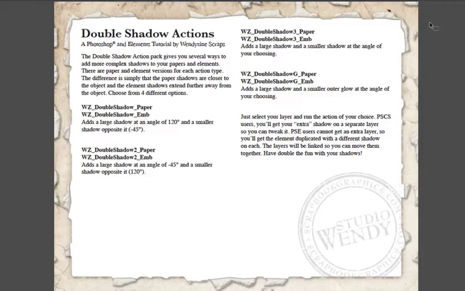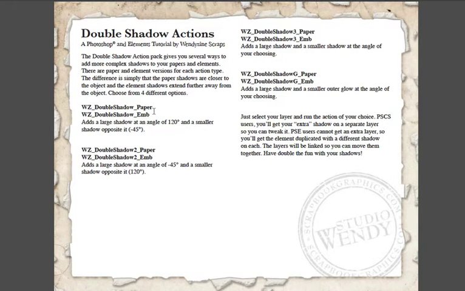I'm over here in Acrobat to show you the PDF tutorial that comes along with your download. The reason I wanted to show you this is because it walks us through what each of the actions does. First of all, the double shadow action is going to add two shadows to your element or paper layer. For each of the types of shadows here, the angles, you will get a paper option and an embellishment option. The paper option is just a lighter weight shadow. It is closer to the object than the embellishment version of the same action.